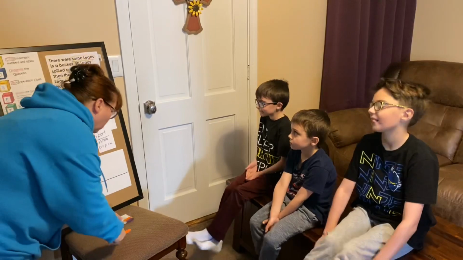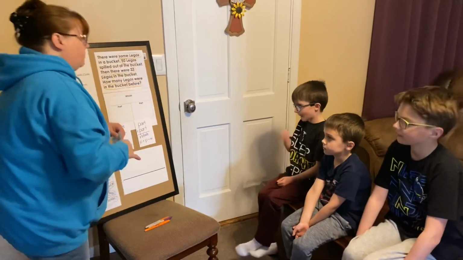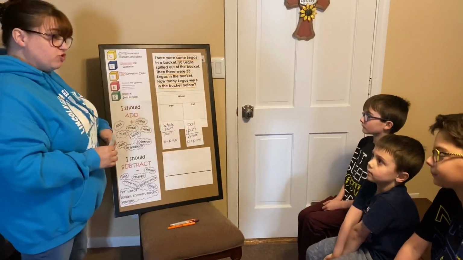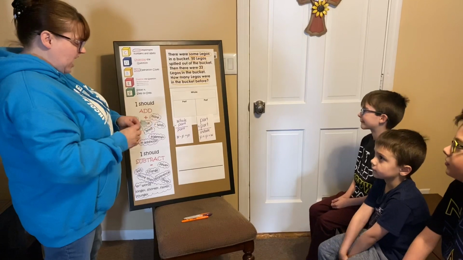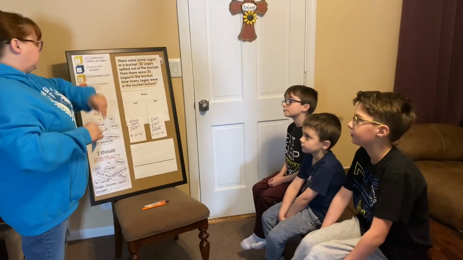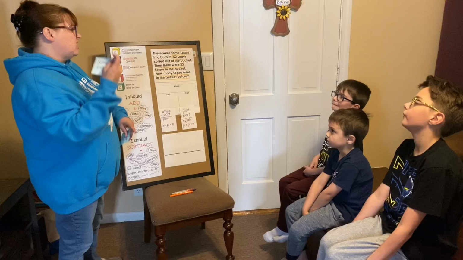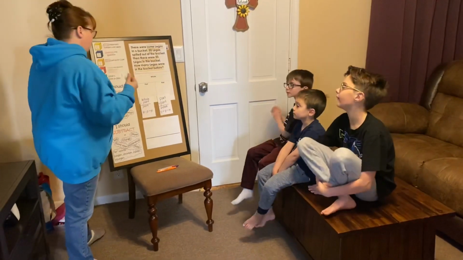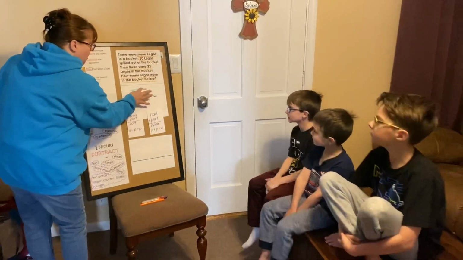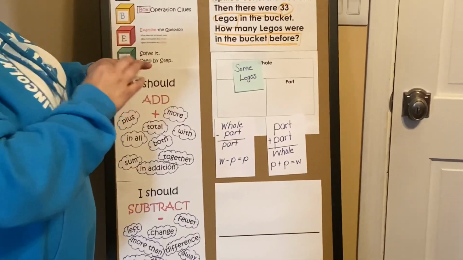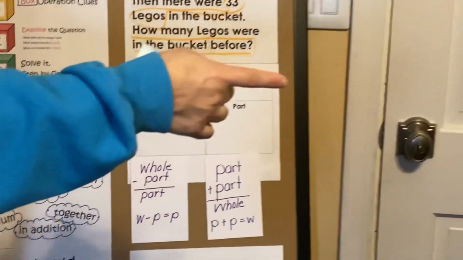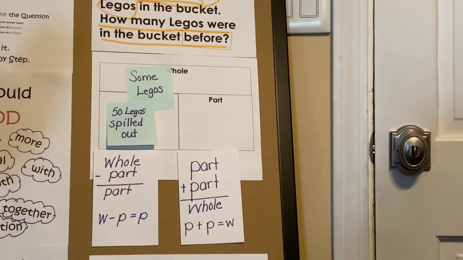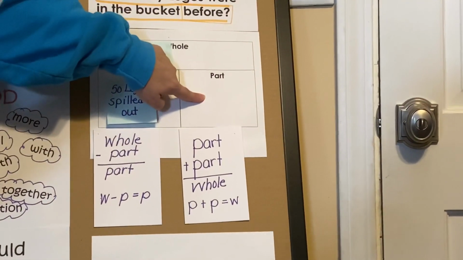Exactly. So now we're going to use one of our tools called a part-whole map to figure out if we have to add or subtract to get our answer. So if I have some Legos and then I lose some more, would the some Legos that I start with be the whole that I had? Yes, it would. Okay, so I'm going to put that right there. So if 50 Legos spilled out, is that a part? Yes. Very good. And Lucas, is those 33 Legos the other part?